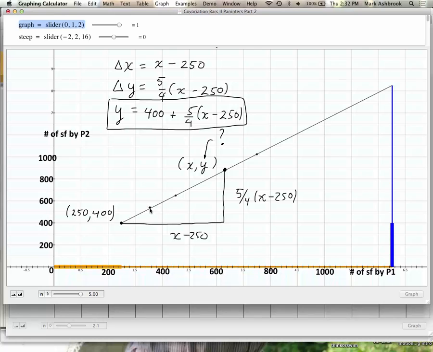So if we could start from any point A, B, that's a known point, then we get what's called point slope form: y equals m times x minus the starting value of x, plus the starting value of y.